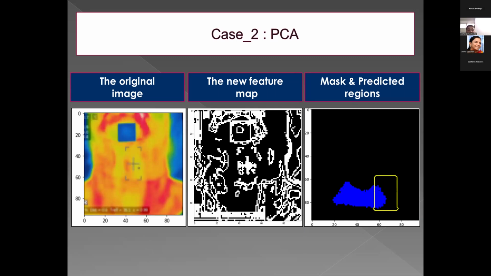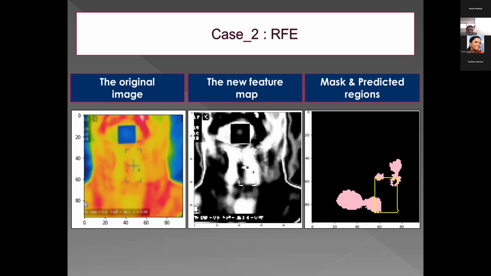For case 2, in the following, we evaluated another example case. As can be seen, the actual area is larger compared to the previous example. However, the model's prediction using the input feature map derived from PCA did not have high sensitivity or high specificity.